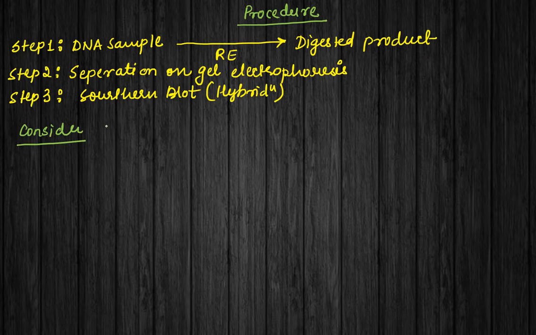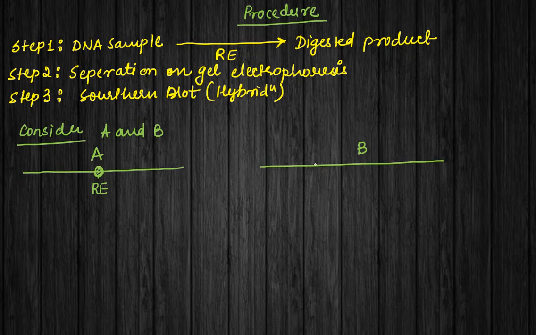Okay, so let's consider there are two persons, person A and person B. For person A I'm writing it here, and for person B I'm writing it here. Suppose this is a DNA segment, and suppose person A is having only one site for restriction endonuclease action. Fine. And person B has a total of two sites for the restriction endonuclease enzyme.